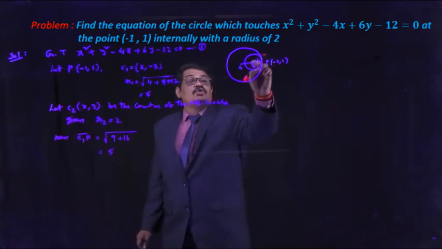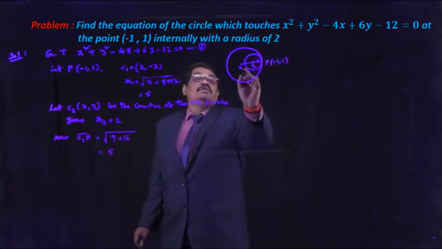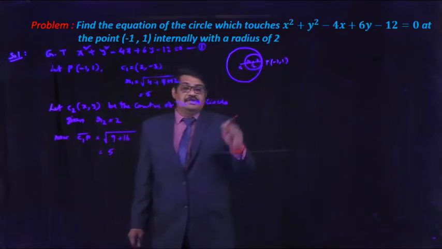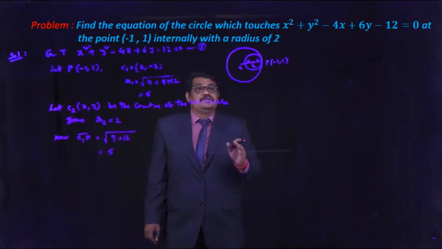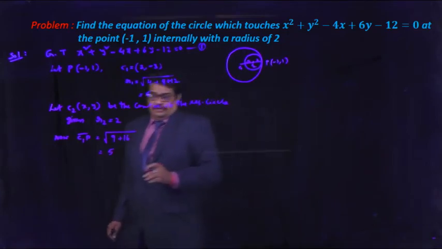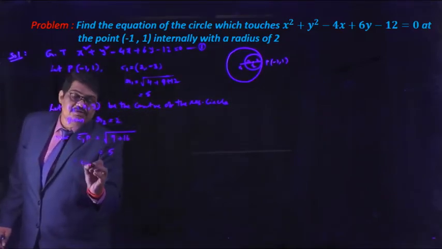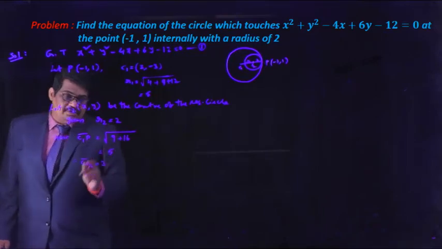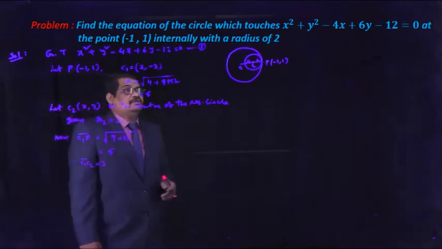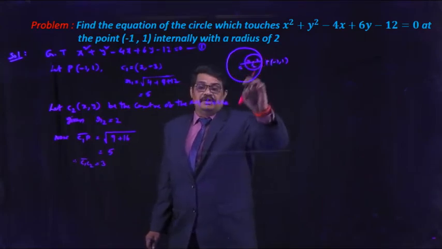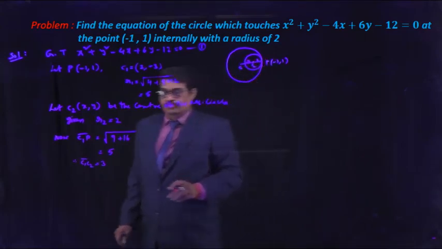Okay, here C2P is 2 units. Then C1C2 distance is 3 units. C1P total distance is 5, C2P is 2 units and C1C2 is 3 units. Here C1P is 5 units. Therefore C1C2 distance is 3 units. From observation, the point C2 divides C1P in the ratio of 3:2.